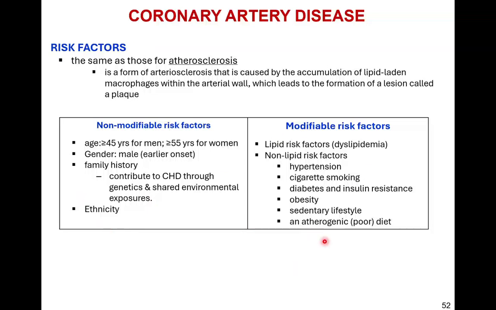The factors that you can change or have control over: dyslipidemia, so your diet comes into play; whether you do things to prevent hypertension; whether or not you smoke; whether you develop type 2 diabetes and insulin resistance; obesity; a sedentary lifestyle; and an atherogenic, poor diet, so a diet high in fats, for example.